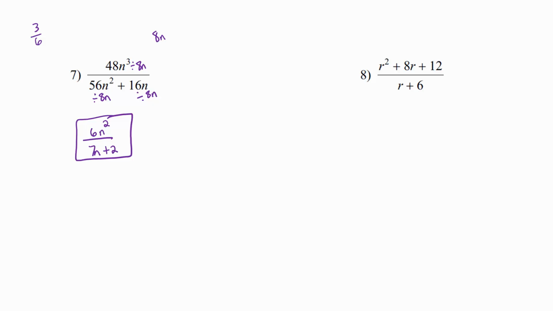Number 8 is similar to, what was that, 5 that we did? The top is something we can split into 2 parentheses. The bottom, we can't do anything with r plus 6 because it doesn't have anything in common, doesn't split up at all. But on top, we can say what multiplies to get 12, that adds to get 8, which is 6 and 2. So we want to look at what's in common on top and bottom. They both have an r plus 6, and so that leaves us with r plus 2.